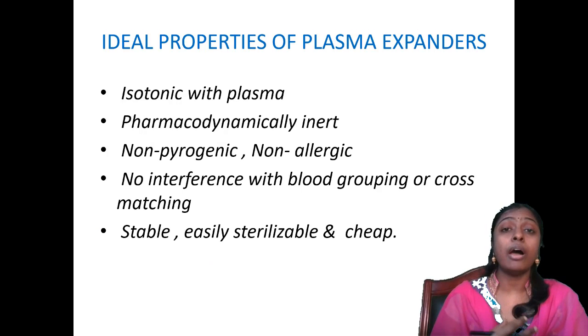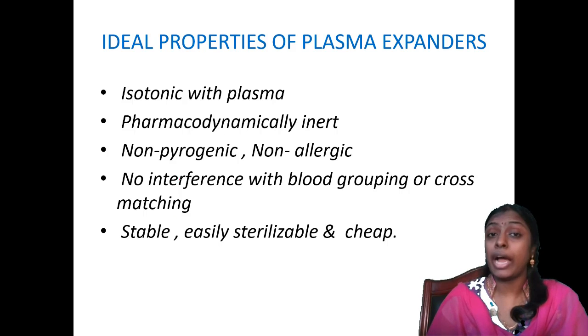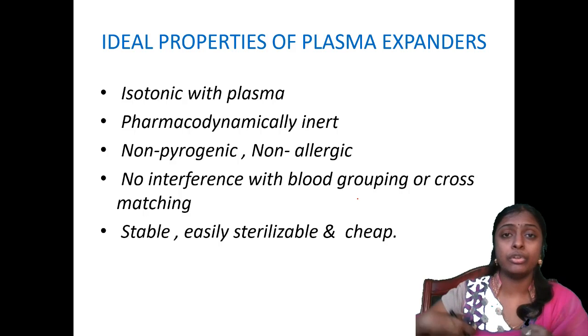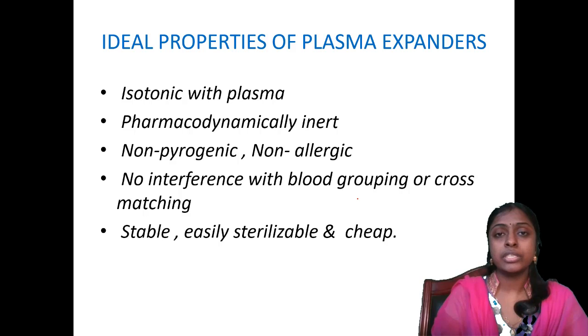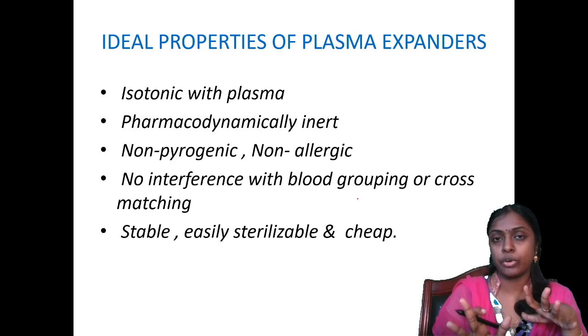So let's see how an ideal plasma expander should be. It should be isotonic in nature, because it should not be hyper. That means it should not consist of more solutes, or of fewer solutes and solvent. It should be in the medium, isn't it? So it should not be hyper or hypo. It should be isotonic in nature.